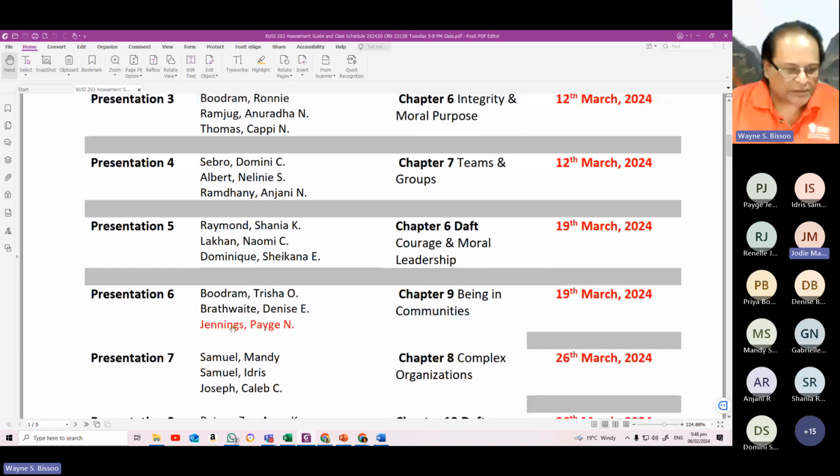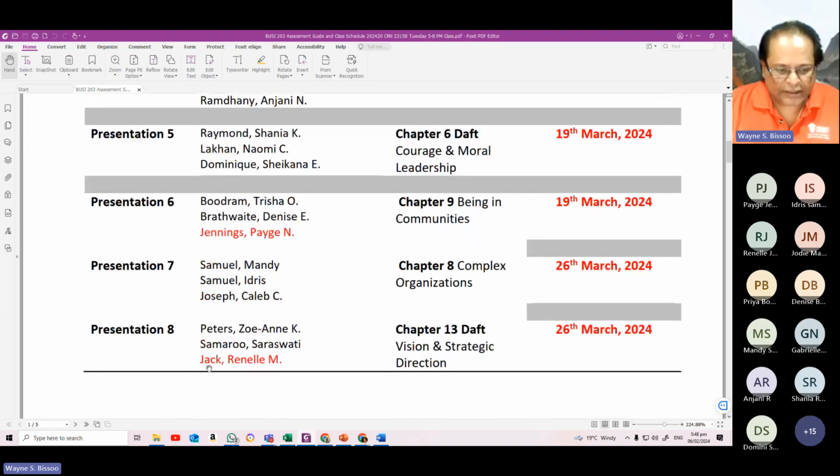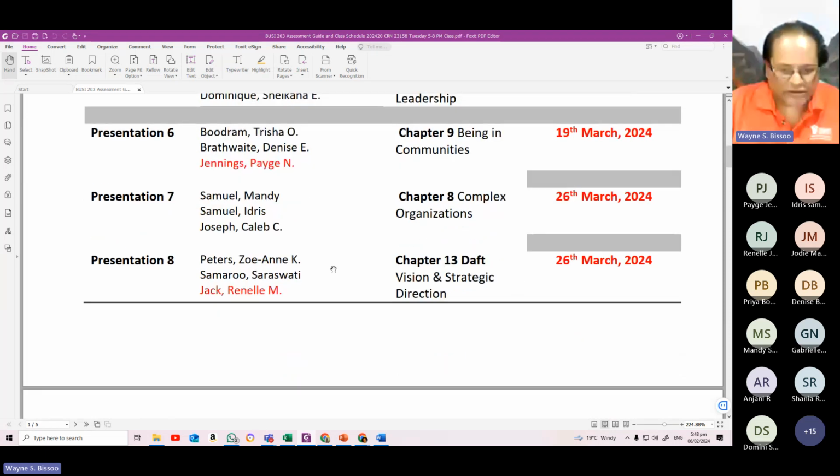The other person who was absent at the time of the grouping was Renel Jack. So Renel, you were assigned to presentation 8, due on the 26th of March, on chapter 13 from the second textbook that we're using, the DAFT textbook. You are grouped with Miss Peters and Miss Samaru, so you should be reaching out to them.